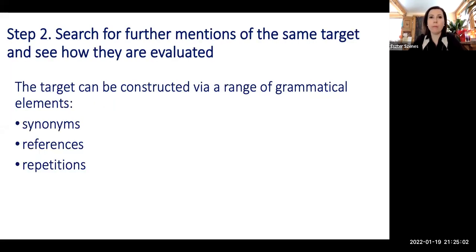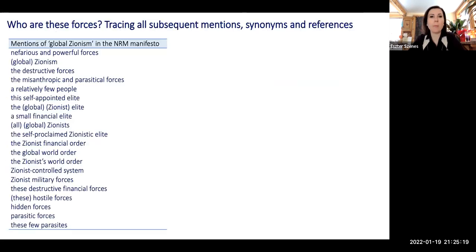So then in step 2, we want to search for further mentions of the same target and see how these are evaluated. And these can be constructed by a range of grammatical elements like synonyms, references, and repetitions. So in this example, we saw the word forces. So I wanted to know, okay, who are these forces? When I traced all these subsequent mentions in the whole text, I saw that it actually refers to an old conspiracy theory that's very common in white supremacist literature, global Zionism. This is a non-exhaustive list of all the mentions, like the destructive forces, a relatively few people, the self-appointed elite, the global Zionist elite, etc.